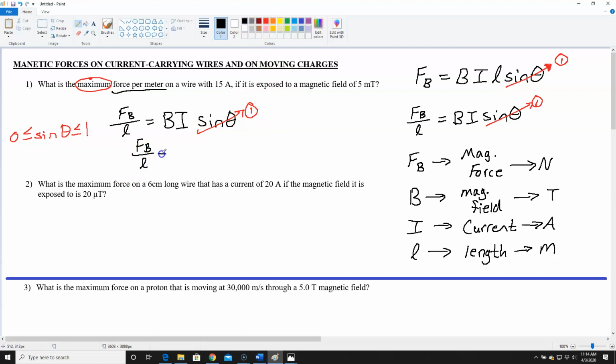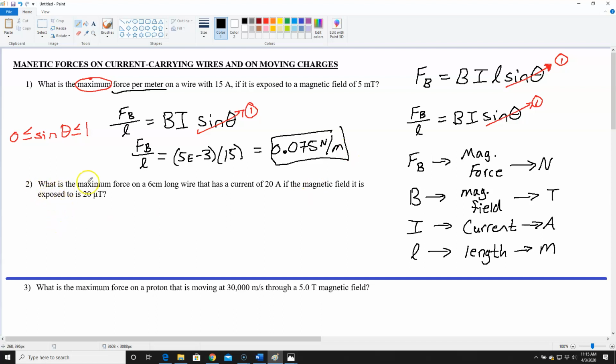So the force per meter is the 5 e negative 3 because it's milliteslas, times the 15 amps. So 5 e negative 3 by 15 gives me 0.075 newtons per meter.